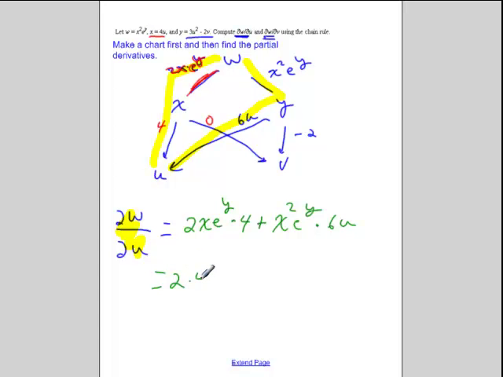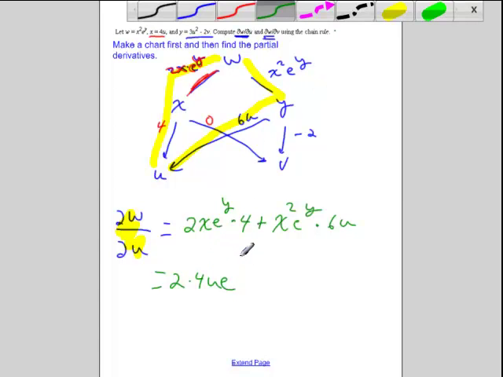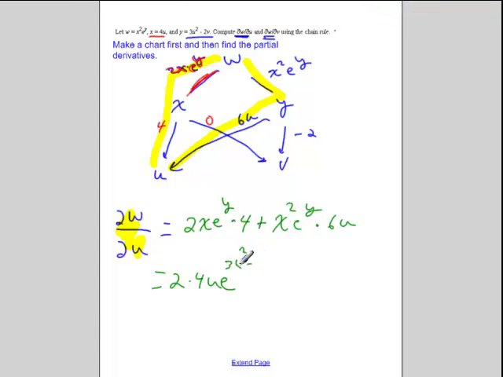2x, where x is 4u, e to the y, where y is 3u squared minus 2v, and then plus x squared, which is 4 times u squared, times e to the y, so 3u squared minus 2v, times 6u. So it gets a little bit ugly, but that's okay.